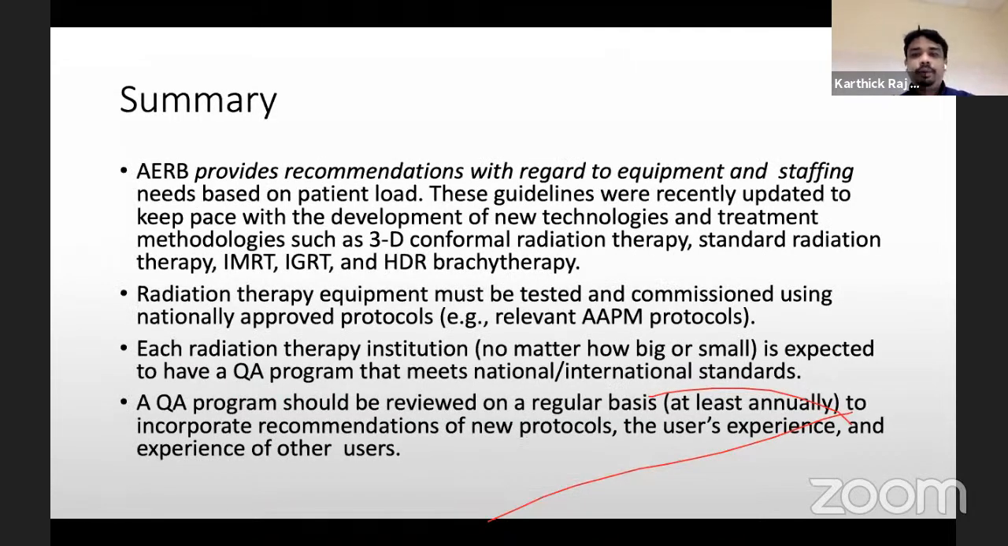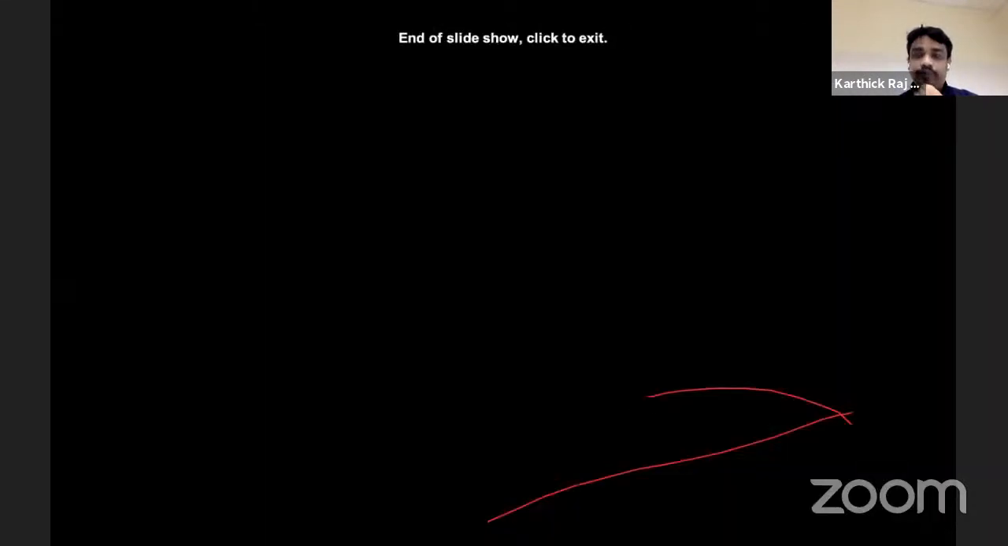In summary, we have an ARV that provides the recommendations for all the equipment and staff needed, and radiotherapy equipment must be tested and commissioned using all the protocols available. Each radiotherapy center or institution is expected to have a QA program to meet the national and international standards, and the QA program should be reviewed on a regular basis to incorporate recommendations from new protocols, user experience and the experience of other users. Thank you. Thanks for your kind attention.